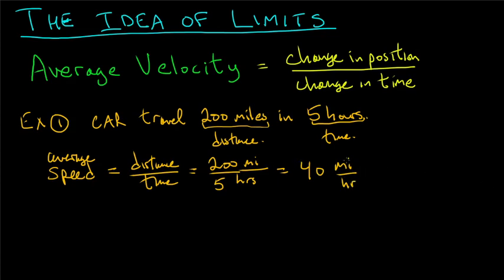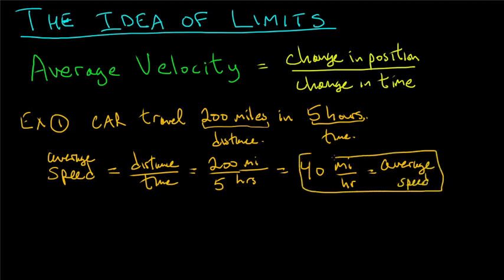So this is our average speed over that 5-hour trip. So on average, we were traveling 40 miles per hour. It's unlikely that we were traveling 40 miles per hour for the entire 5 hours. That's why it's an average speed. Sometimes we were traveling faster than that, and other times slower, but on average, we were traveling 40 miles per hour for the entire duration.